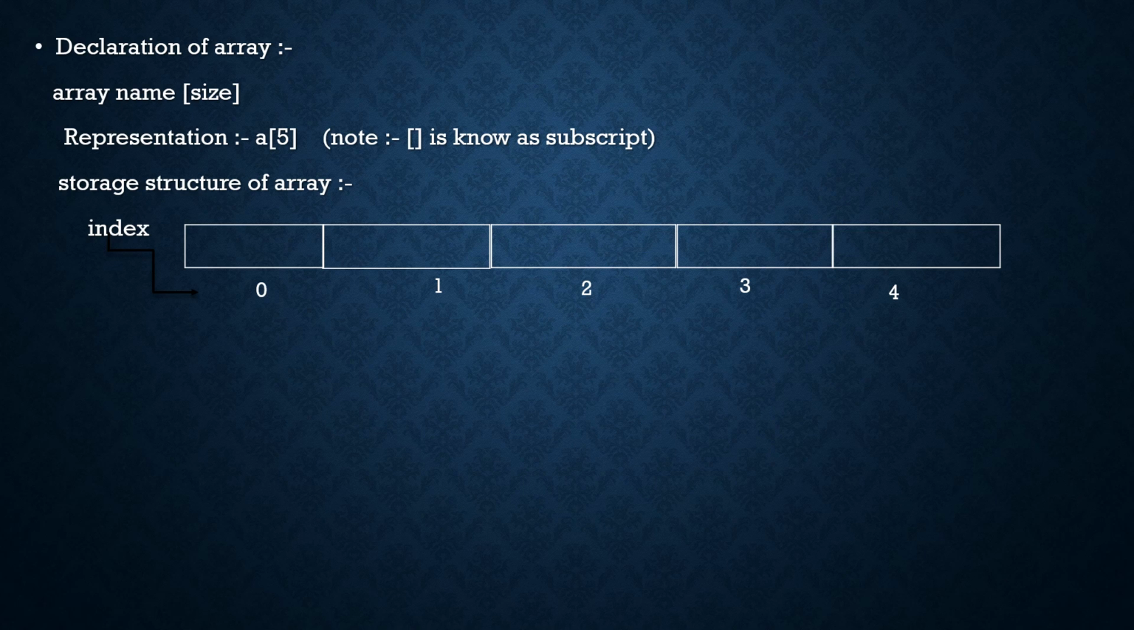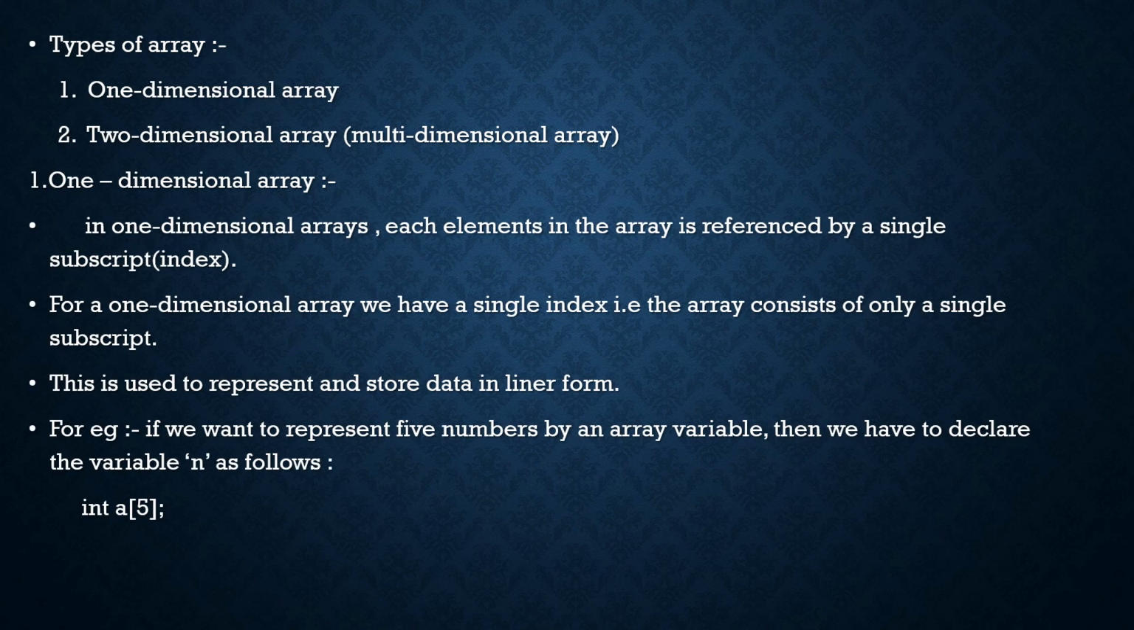Storage structure of array. So how the elements are stored in an array. As I said first, arrays always start with 0. Okay. So as we have said a of 5, it will start with 0. So a of 0, a of 1, a of 2, a of 3, and a of 4. Okay. So now let's see the types of array: one dimension array and two dimension array. Two dimension array is also known as multi-dimension array. So first let's see one dimension array.